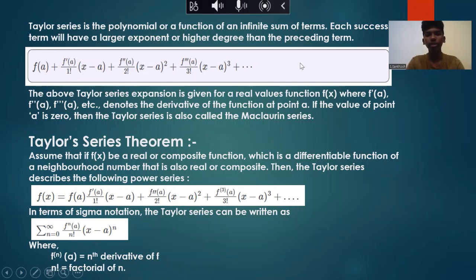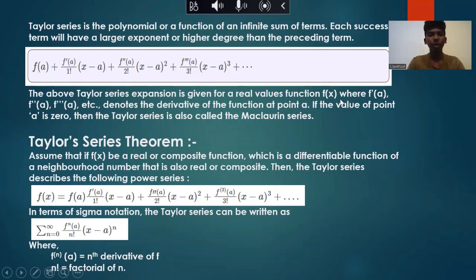So it goes on like this up to the nth differentiation, that is up to the terms that we wanted to differentiate. So this is what is Taylor series, and the above Taylor series expansion is given for a real value function f(x), where f'(a), or the first differentiation of a, second differentiation, third differentiation, etc., denotes the derivative of the function at point a.